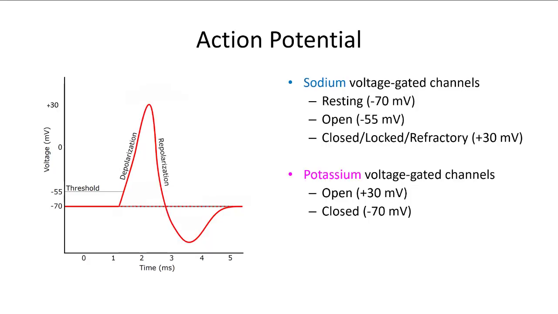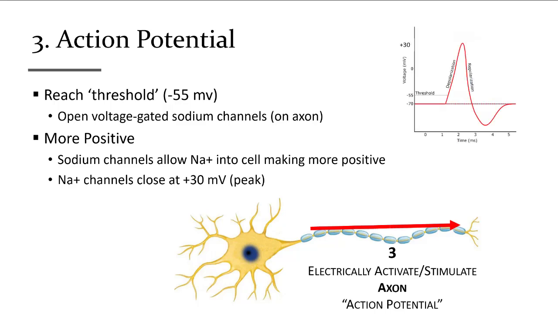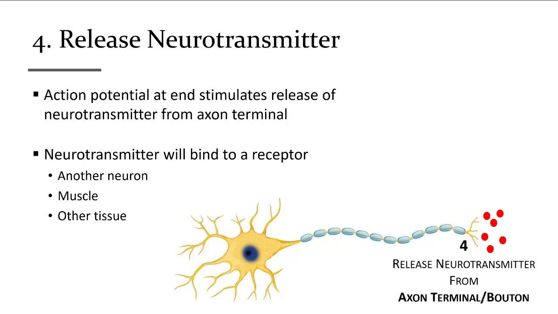So we can see here a summary of the states of the sodium voltage-gated channels as well as the potassium voltage-gated channels. So when we talk about the progress down the axon, we have reached threshold, -55, along the axon. It became more positive. We're electrically stimulating the axon, the action potential. We have a series of them at each segment down the axon. And we finally get to the end. This will release chemicals called neurotransmitters onto another cell.